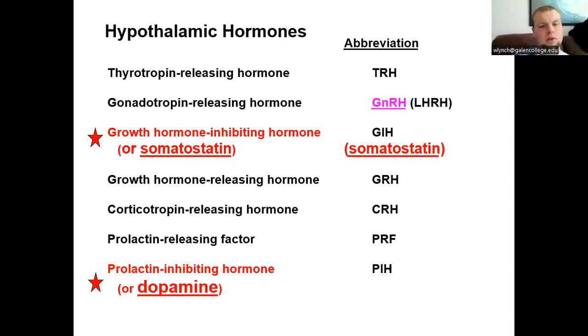We have CRH, which is corticotropin releasing hormone. This is going to work on the fasciculata cells in the adrenal cortex, secreting cortisol during the stress response. Prolactin releasing factor, which is PRF. This is going to stimulate prolactin release from the pituitary gland. And then we have PIH, which is prolactin inhibiting hormone, which is otherwise known as dopamine, and that's going to inhibit prolactin secretion.